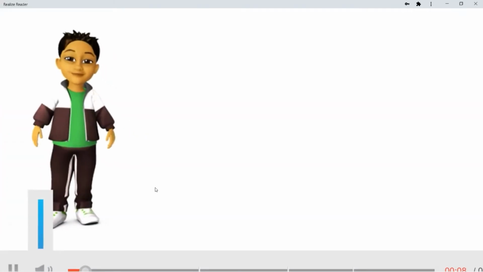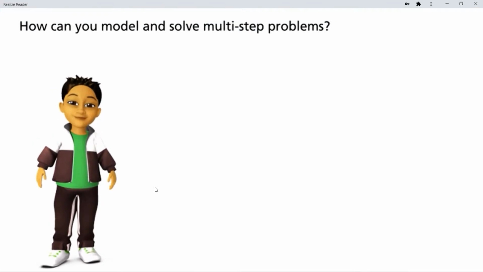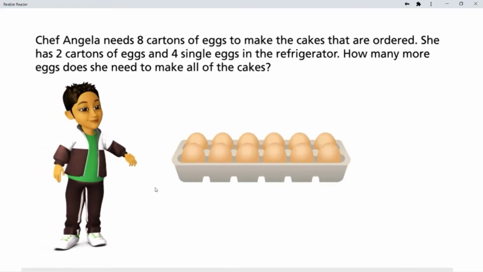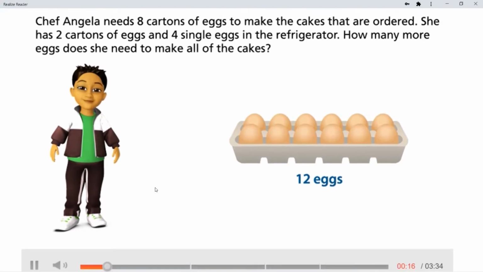How can you model and solve multi-step problems? Chef Angela needs 8 cartons of eggs to make the cakes that are ordered. She has 2 cartons of eggs and 4 single eggs in the refrigerator. How many more eggs does she need to make all of the cakes?